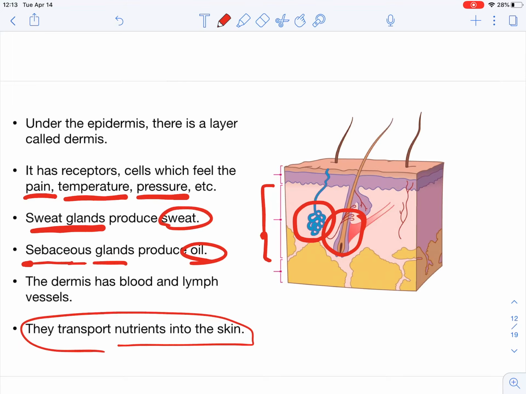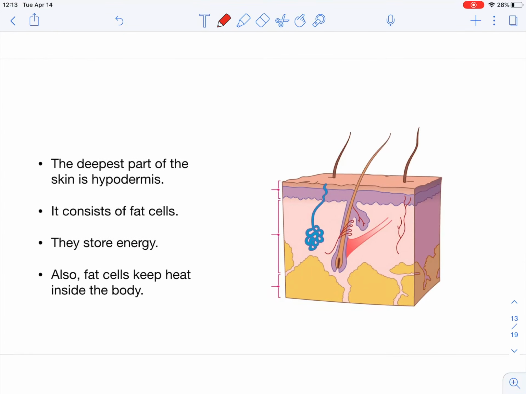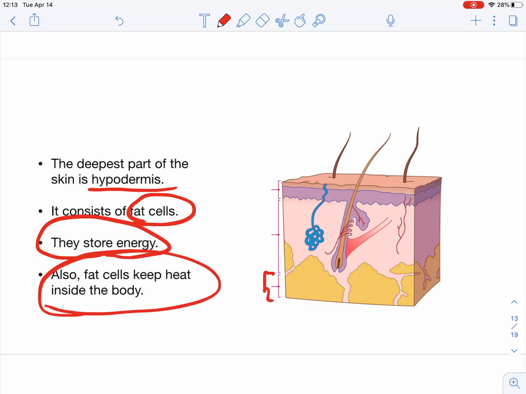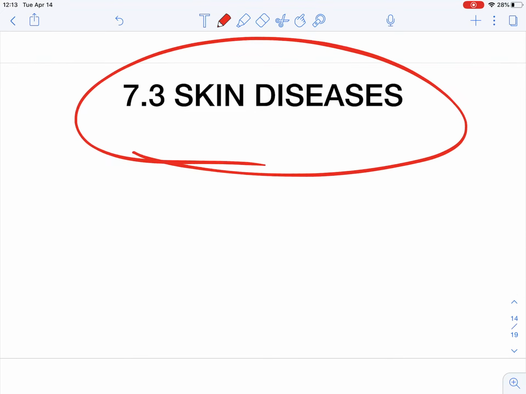Okay, sweat glands produce sweat. Sebaceous glands produce oil. Okay, the deepest layer of the skin is called the hypodermis. It consists of fat cells, and they store energy. Also, fat cells keep heat inside the body.